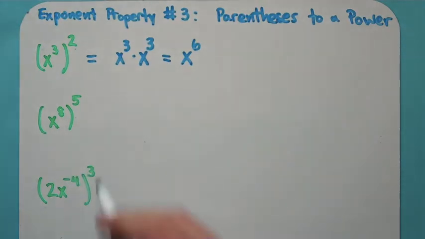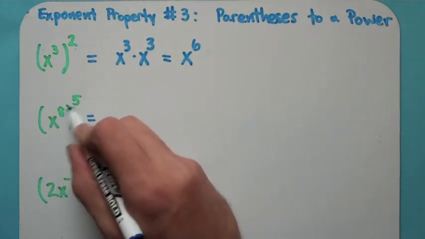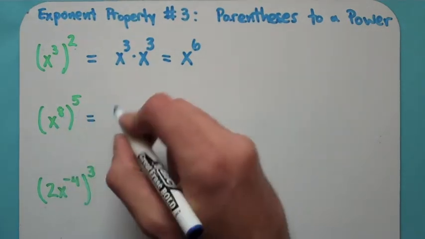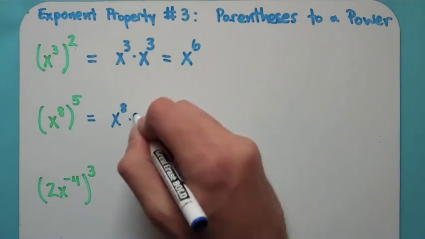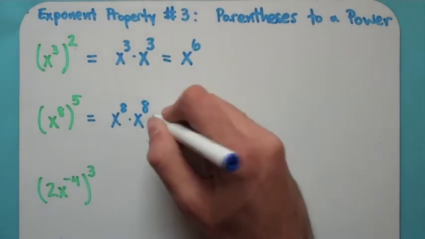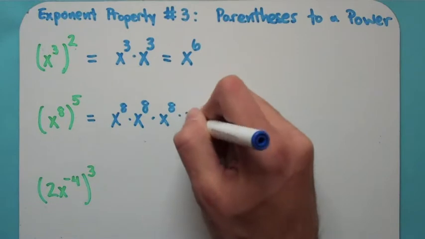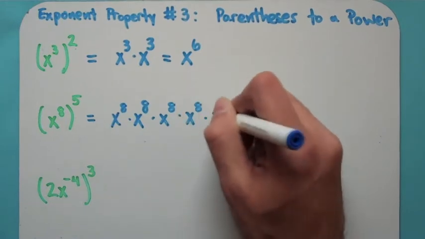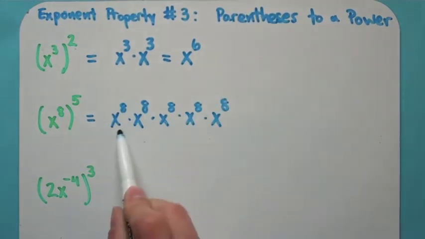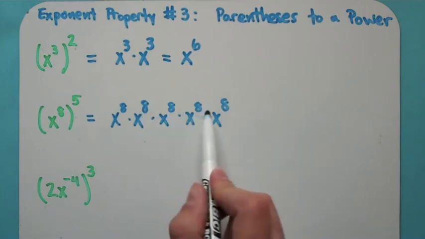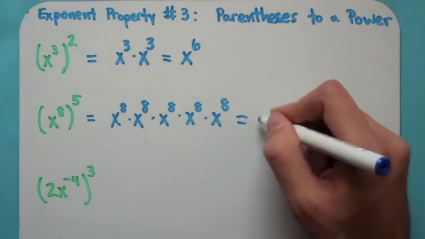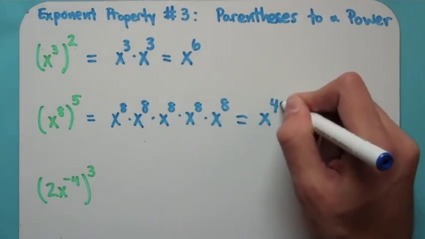On my second example here, x to the 8th is being raised to the 5th power, so we're multiplying x to the 8th 5 times. So when we go ahead and multiply all of this out, again, we're going to use our addition rule. They're side by side, 8 plus 8 plus 8 plus 8 plus 8. We get x to the 40th power.